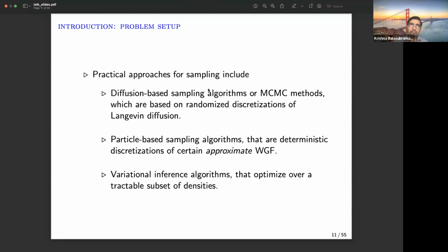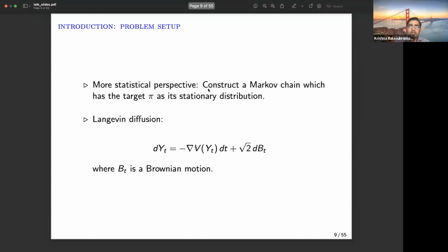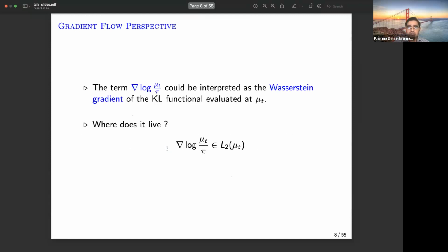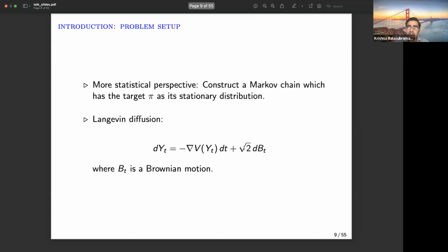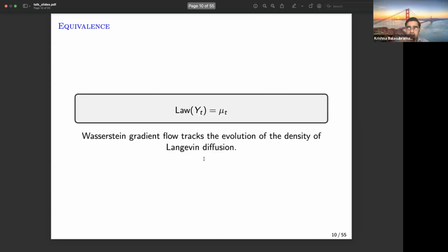So now you have at least two perspectives in hand, which turn out to be equivalent. The t here, in either the Langevin diffusion or the Wasserstein gradient flow, is a continuous time parameter. So you cannot implement this algorithm in practice on a computer, because you cannot implement continuous time things on a computer, right? To implement these on a computer, you have to discretize either this equation or this equation, right? That's how actual practical sampling algorithms are constructed, right?